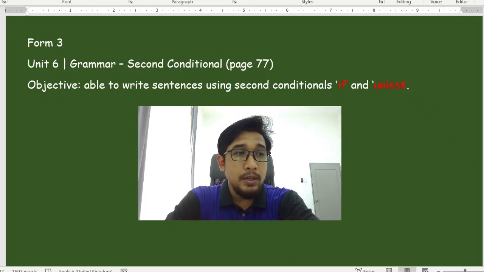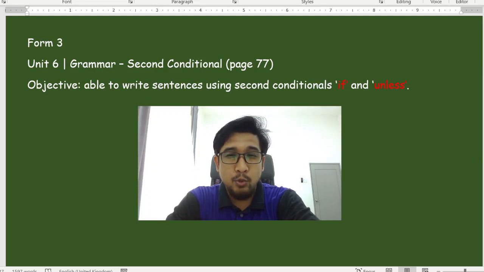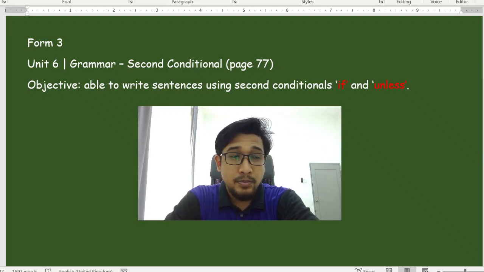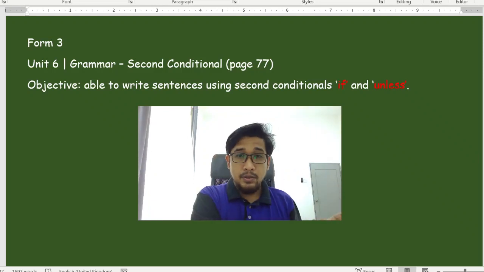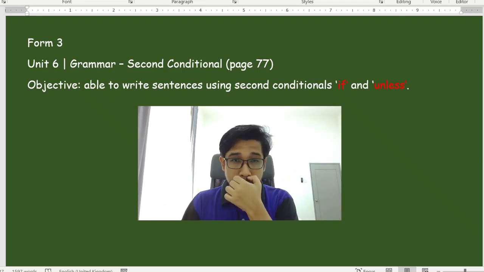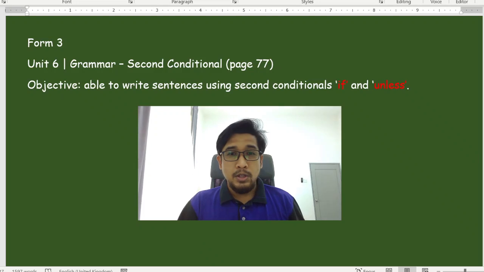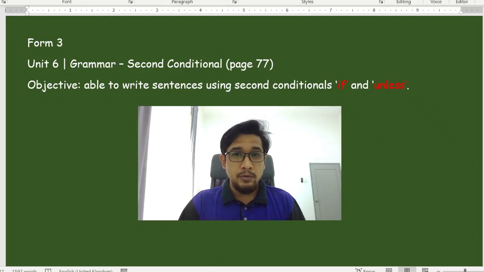Just to recap, it is when you use the word if or when. So kita nak buat ayat kalau. If this happens, what happens? Alright? And I'm not going to go too much into the zero and first conditional. If you don't remember what they are, please refer to your notes or the notes in the textbook.